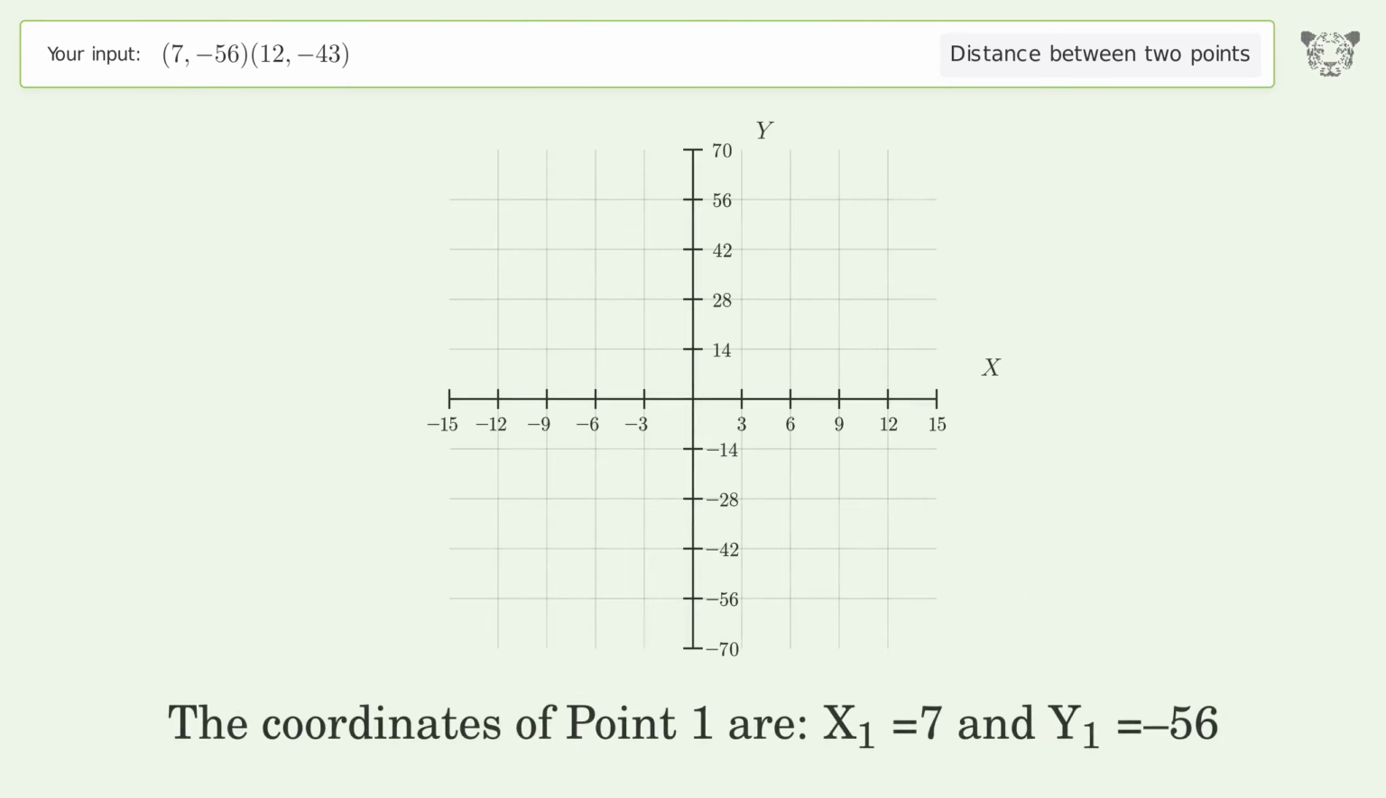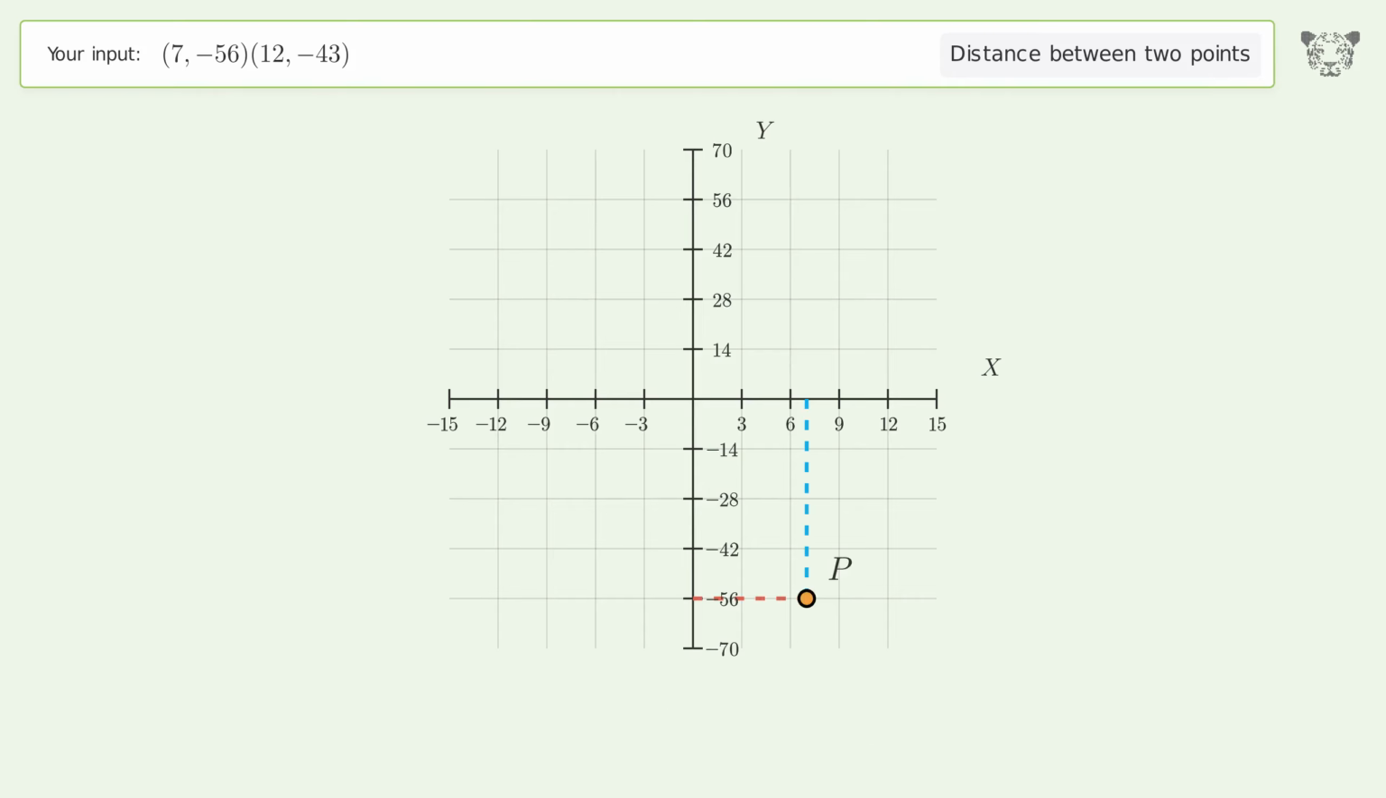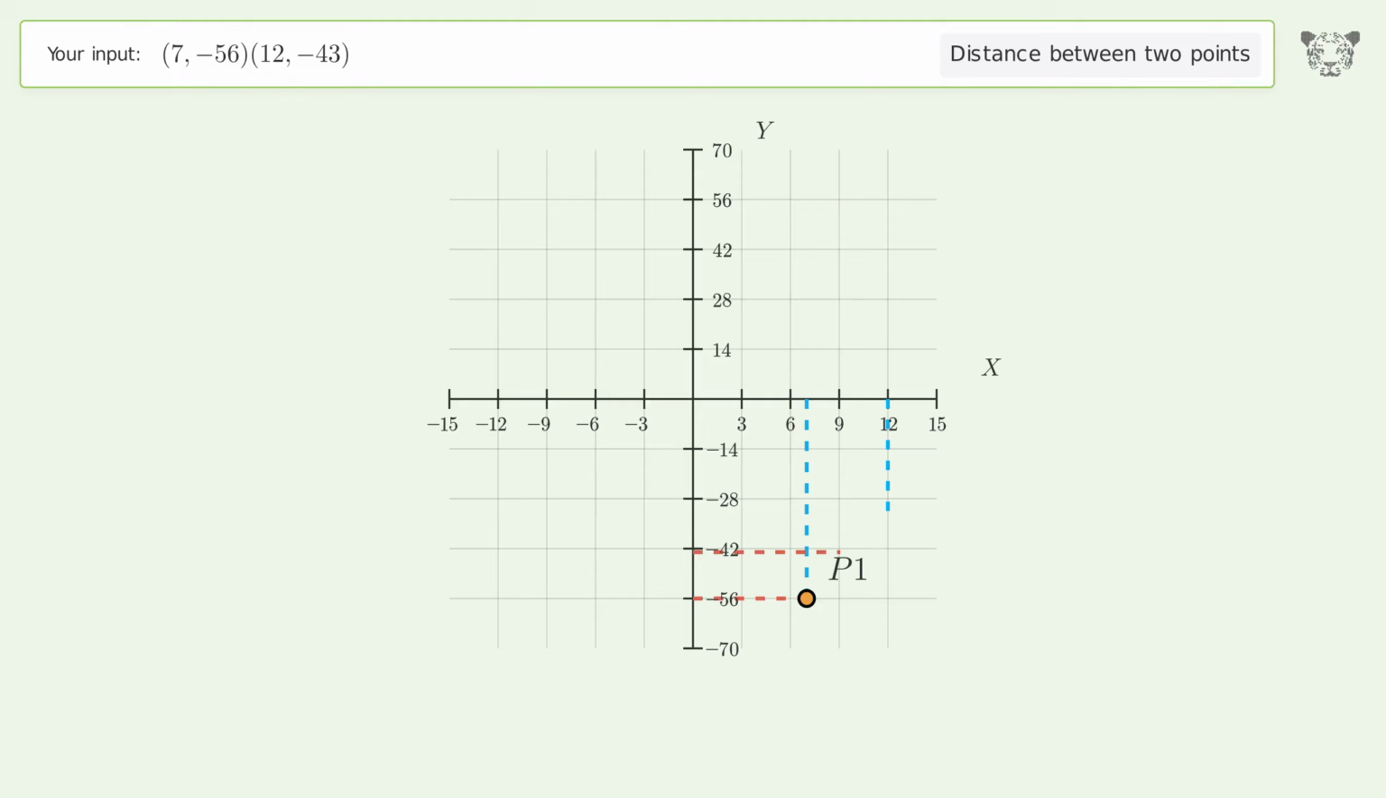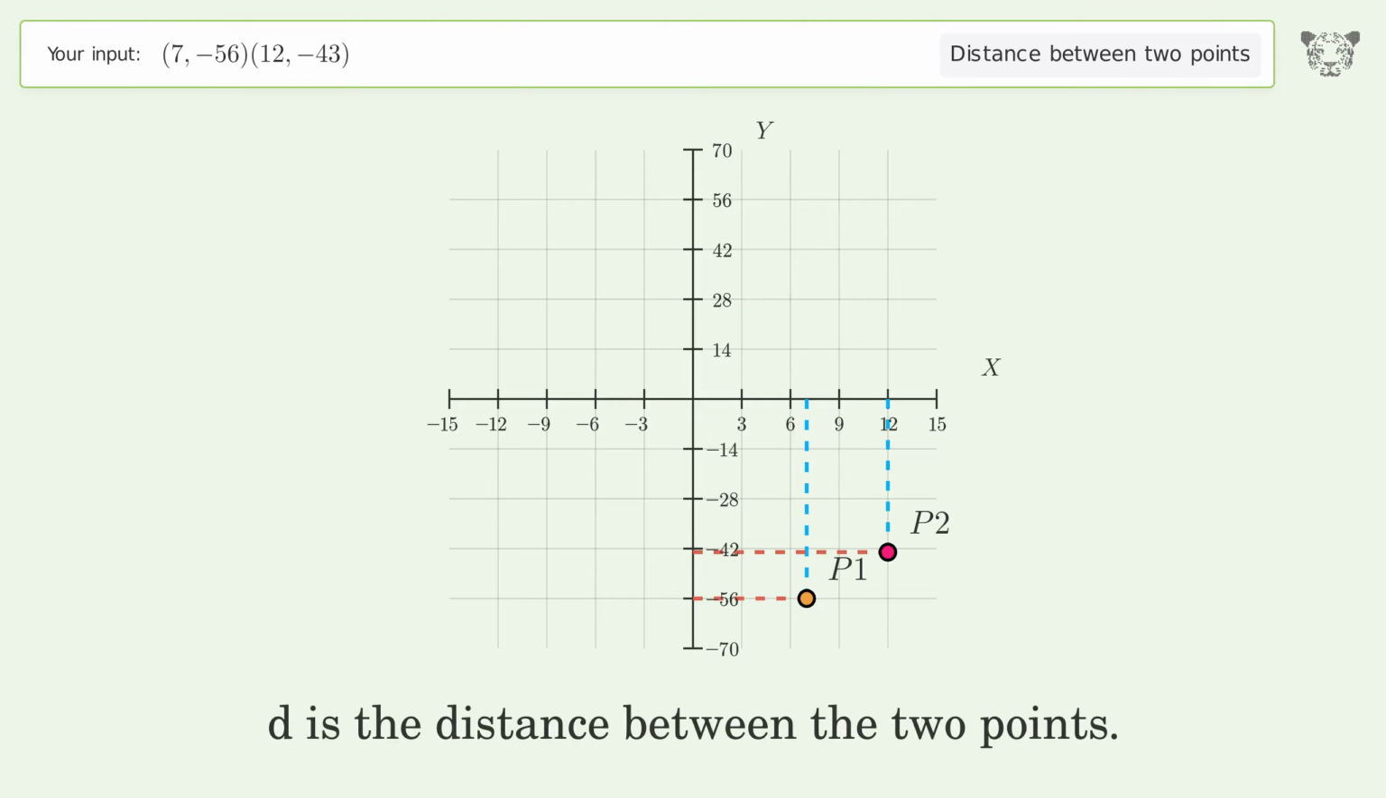The coordinates of point 1 are x1 equals 7 and y1 equals -56. The coordinates of point 2 are x2 equals 12 and y2 equals -43. D is the distance between the 2 points.